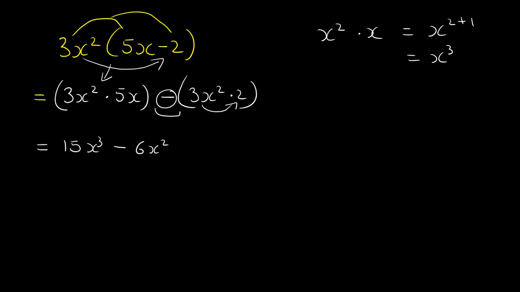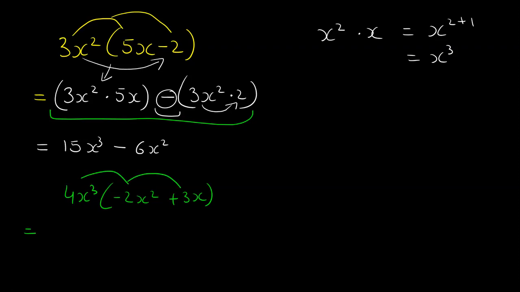Let's take a look at one more example. We have here 4x cubed, in parenthesis we have negative 2x squared plus 3x. I would like you to do at least this first step by yourself and then see the answer whether you got it right or not. So do step 1, first multiply this one and then this one, and then let's see the answer.